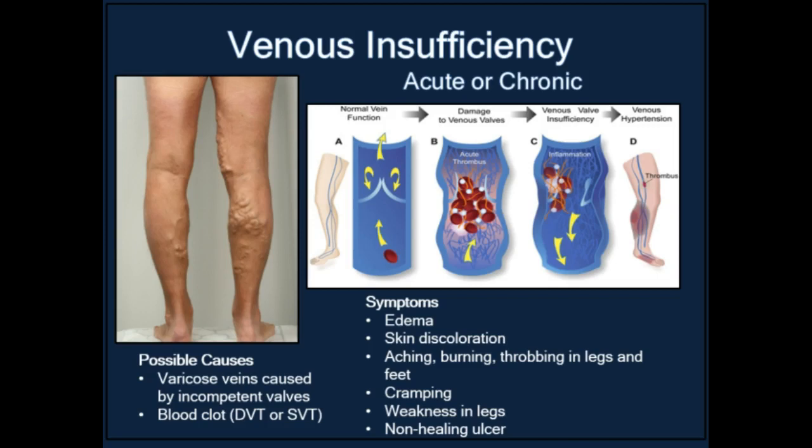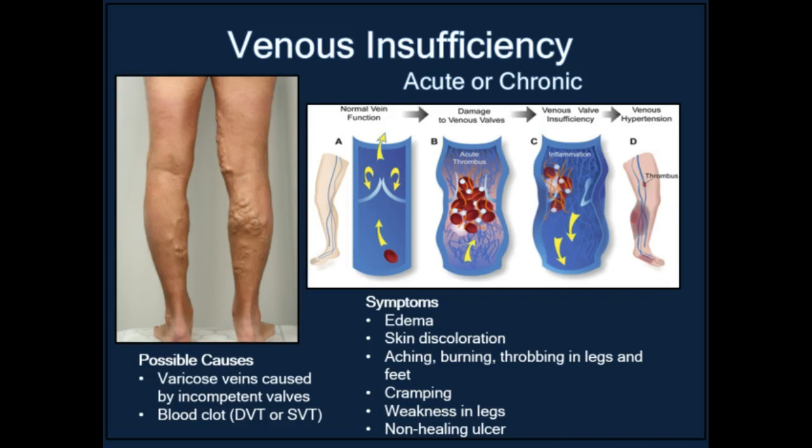Similar terms for basically the same condition are phlebitis and thrombophlebitis. Symptoms may include swelling, skin discoloration, aching, burning, throbbing in the legs and feet, cramping, weakness in legs, and a non-healing ulcer. A DVT has a high risk of breaking free and becoming a pulmonary embolism. As we discussed earlier, PEs can be fatal.